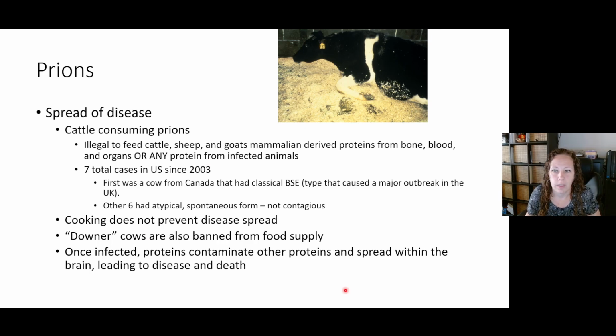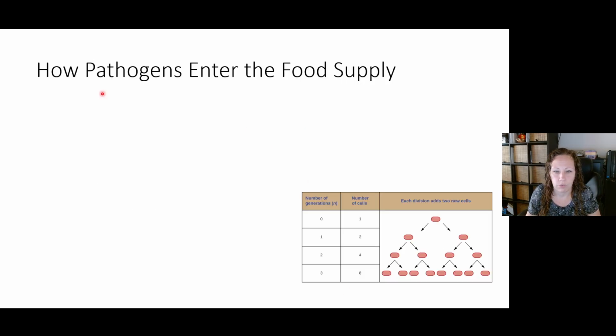Okay, so that is the end of foodborne infections. I know I went way more into that than you need to know, but I think it's an interesting thing to know exactly what mad cow disease is, how it's gone about, and how we know we're safe now. Okay, so how pathogens enter the food supply.